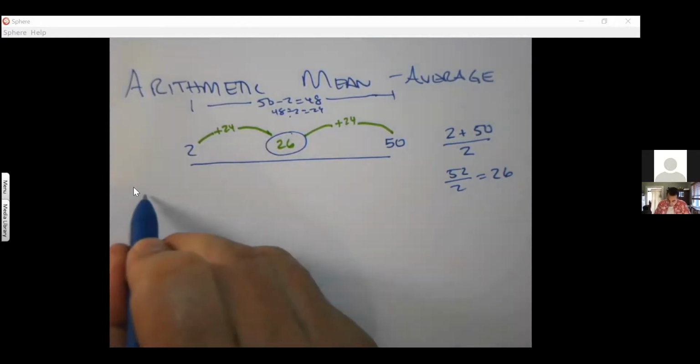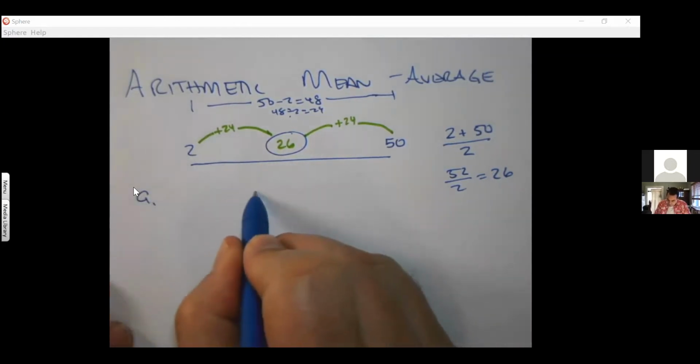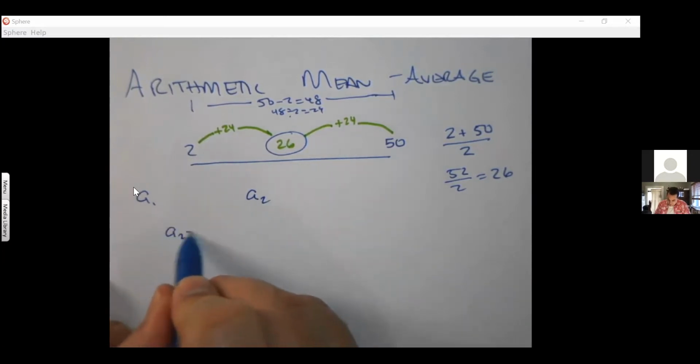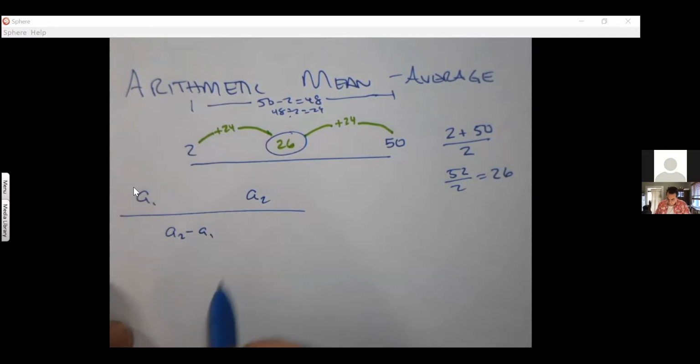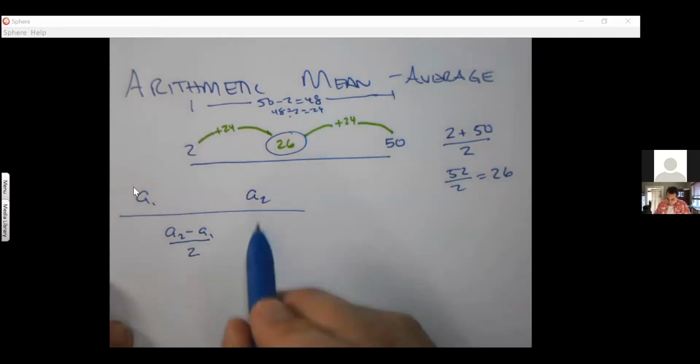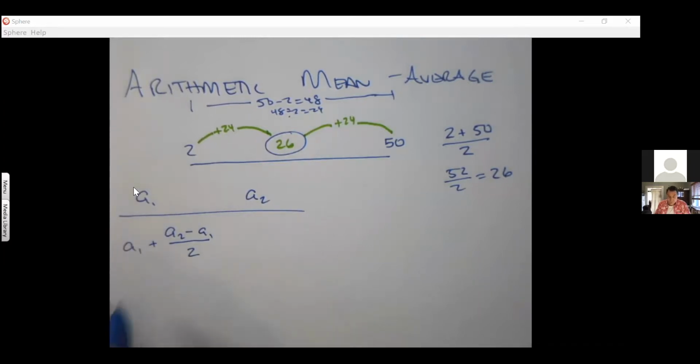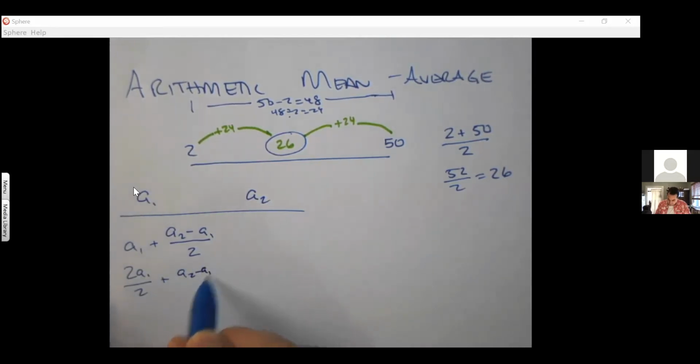Well, if I've got 2 terms like A1 and A2, and I want to find the difference between them, that would be A2 minus A1. And then if you divided that by 2, that would give the distance. And then if you added that to A1, well, let's see, this is going to be the same as 2A1 over 2 plus A2 minus A1 over 2.